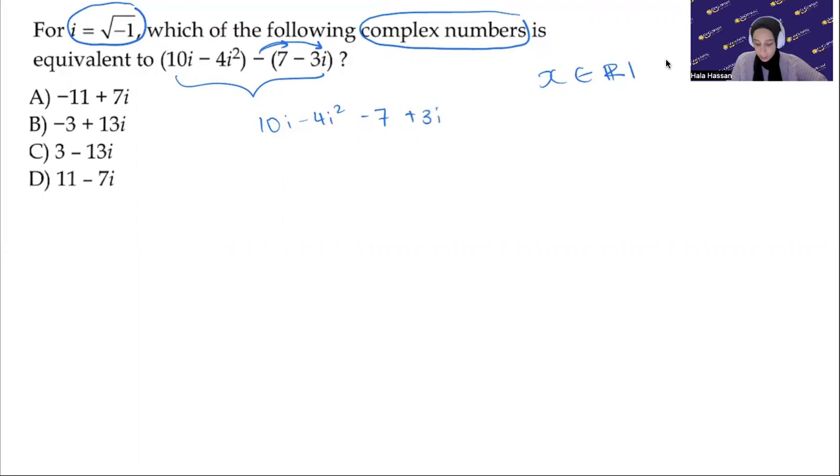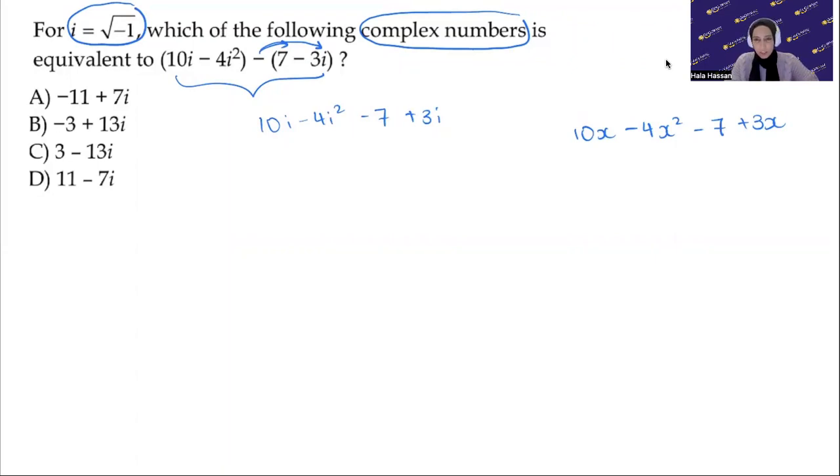And then I noticed that if these were x's, if I were to write this as 10x minus 4x squared minus 7 plus 3x, we could just treat it as a variable so we're not confusing ourselves about what i is. I'm going to erase this stuff over here so it doesn't confuse us. We will bring i back in the end, but right now I'm just going to pretend it looks like this.